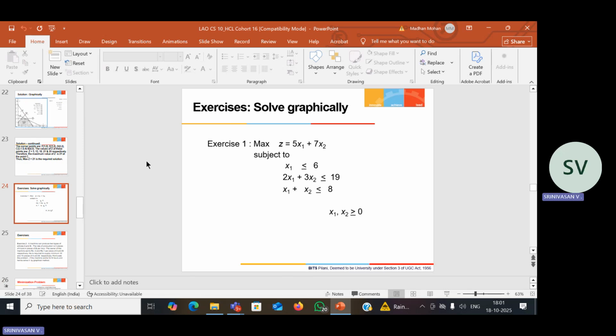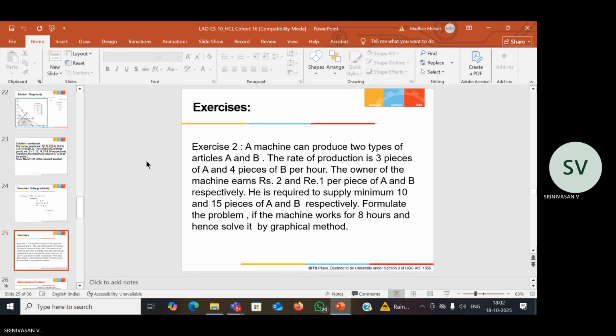Exercise, solve graphically. Another problem. A machine can produce two types of articles, A and B. The rate of production is 3 pieces of A and 4 pieces of B per hour. The owner of the machine earns rupees 2 and rupee 1 per piece of A and B respectively. He is required to supply minimum 10 and 15 pieces of A and B respectively. Formulate the problem if the machine works for 8 hours and solve it by graphical method. So here you have to first formulate the problem as an LPP, then you solve it by graphical method.